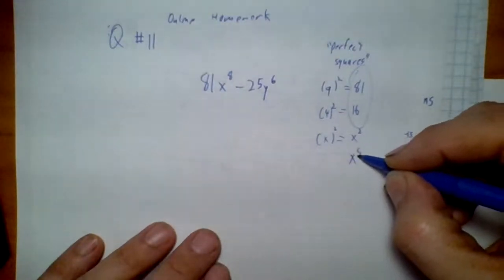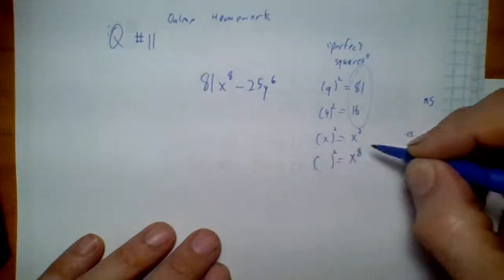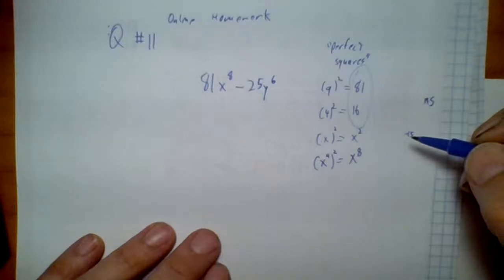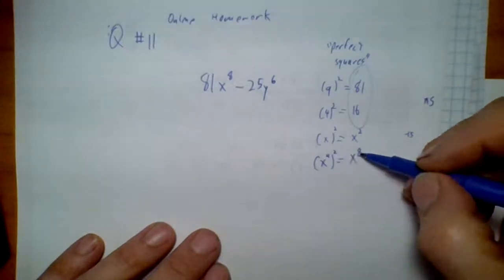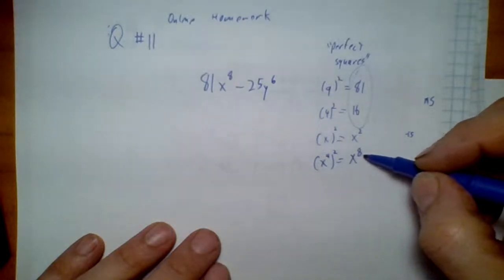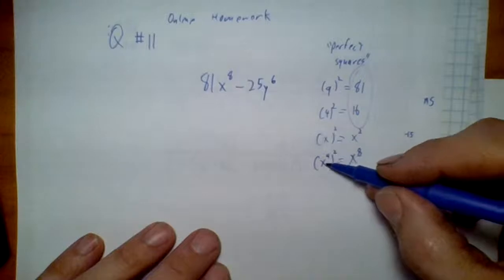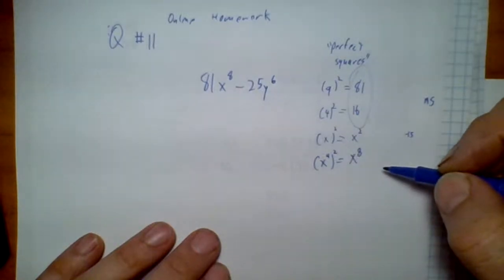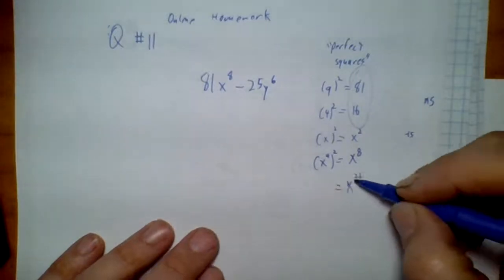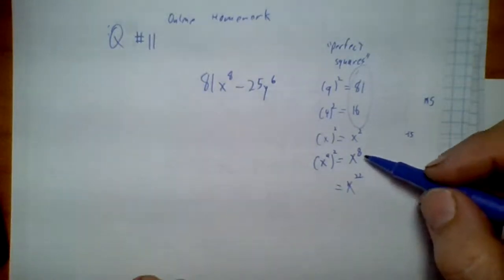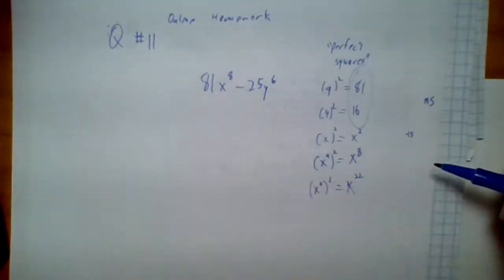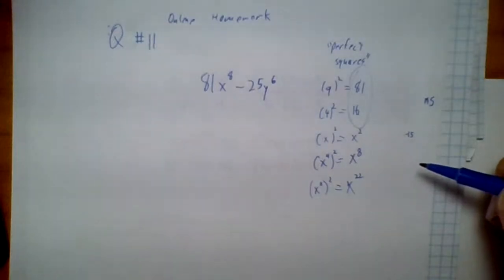I can write x to the 8th as something squared. Because of our exponent rule, if I put x to the 4th inside here, x to the 4th squared would be x to the 8th because we would multiply exponents. So anytime this is an even number up here, I can write it this way as something times 2. So it is a perfect square. Even if I had 22 over here, the number 22 is not a perfect square, but x to the 22nd is a perfect square because I can write this as something squared, x to the 11 squared.